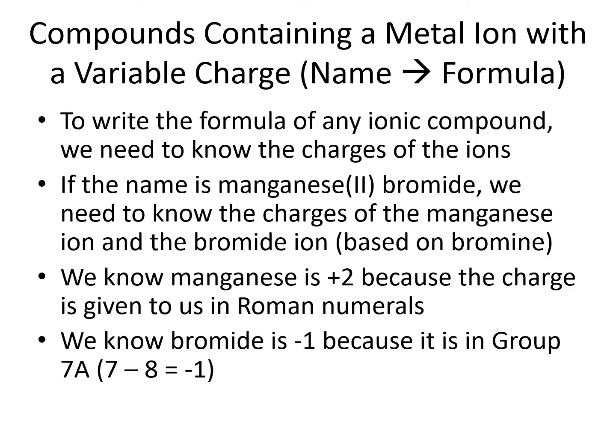Just like with all of our other ionic compounds, as we go from the name to the formula, we're going to first figure out the charges and then do the crisscross rule. Let's say we were given the name manganese(II) bromide. That II in Roman numerals in parentheses is the charge on the manganese. We don't even need to figure it out from the periodic table, because we can't. We just take it directly from the name. And then for the bromide, since it's in group 7A, we know it's going to have a -1 charge.